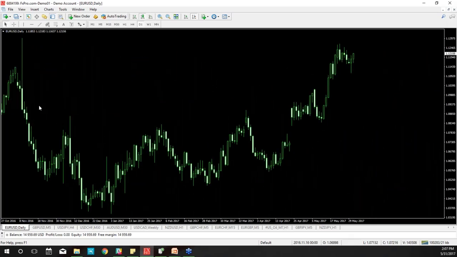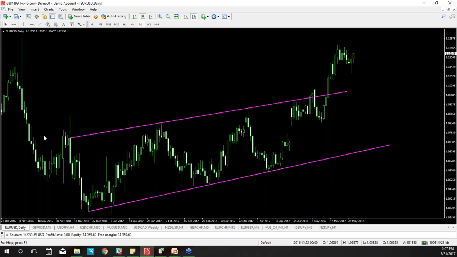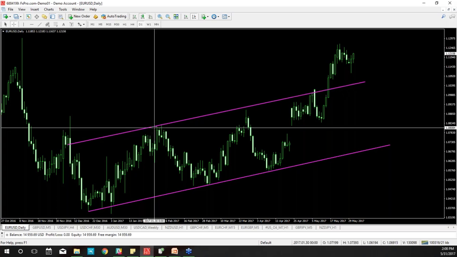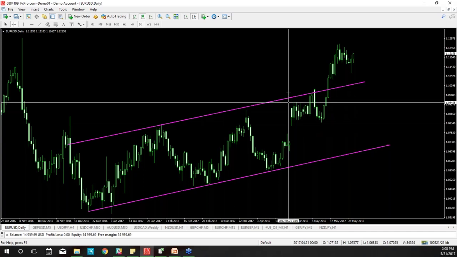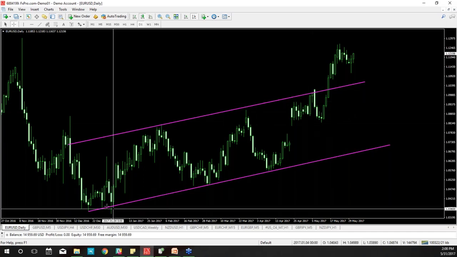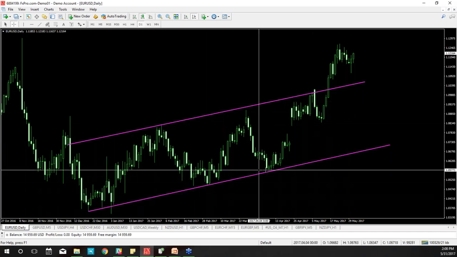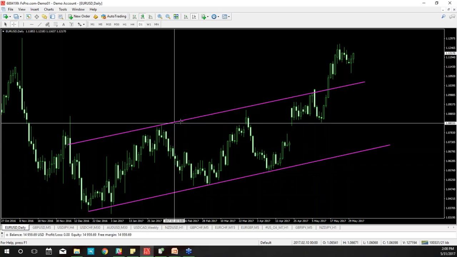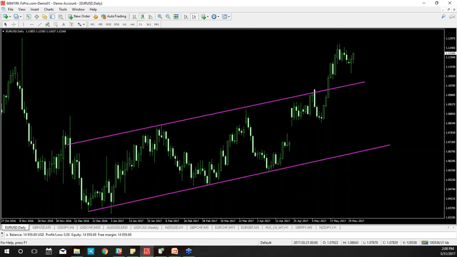Here is the chart. So the first thing I see is that the euro dollar has been following a channel that has bullish inclination, meaning that the channel is going upward. Here it is. These are the tops, the first top, the second top, and the third top that helped me build this channel. And these are the bottoms that helped me build the lower level of the channel. This is a channel that is bullish in Forex trading, meaning that the channel is inclined upward.